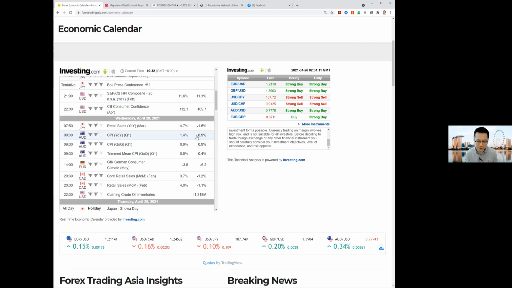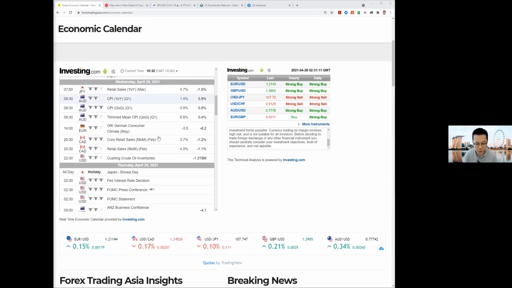So this moving towards 1.4 is probably going to give some strength to the Aussie dollar, but we're not going to see too big a move. We need to see this being sustained before we see that bigger move on the Aussie dollar. So that's something to pay attention to.